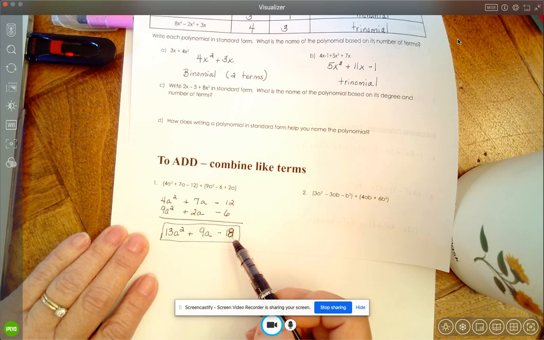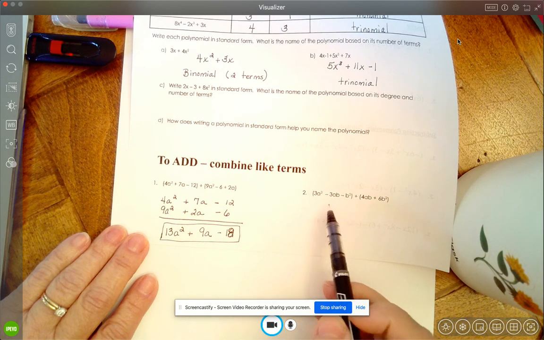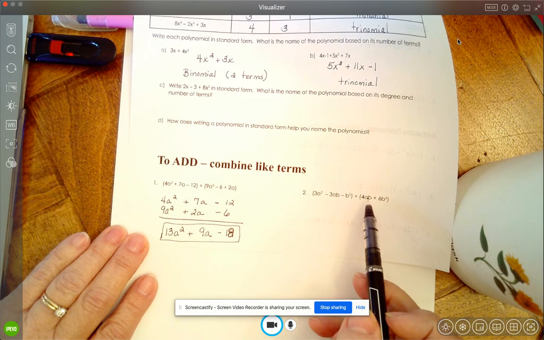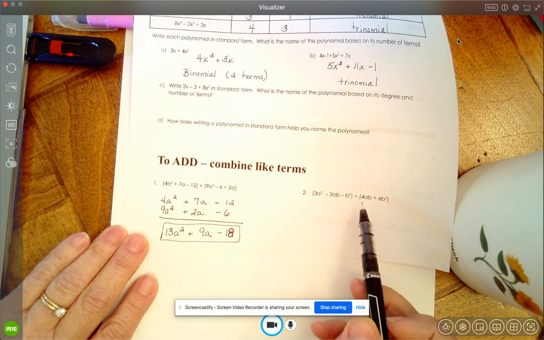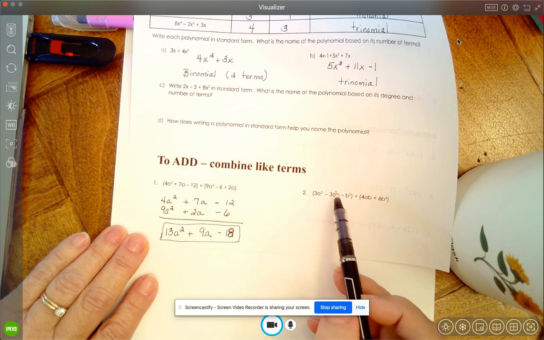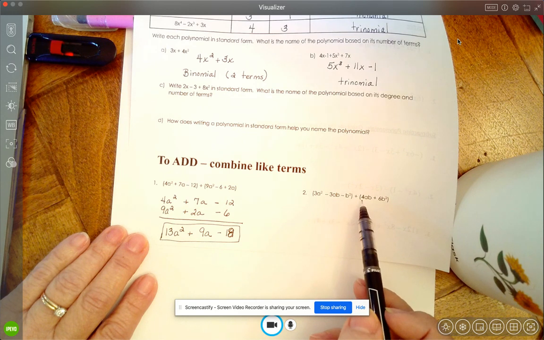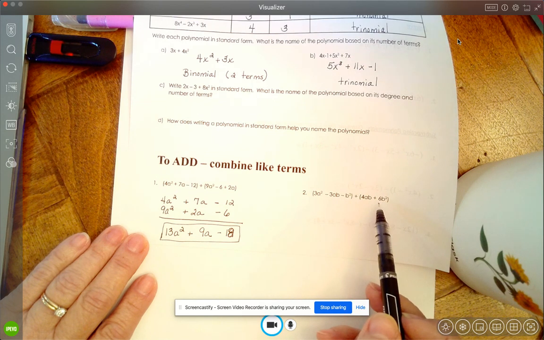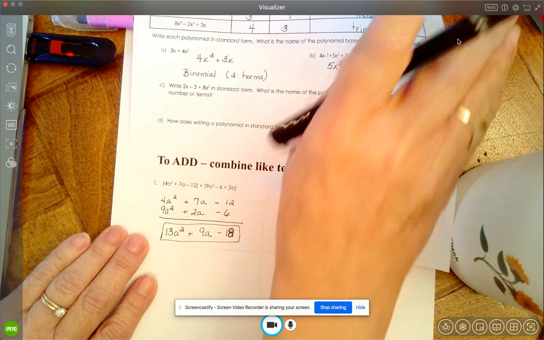All right. When you do the rest of these, I have an a square. I don't have an a square over here, so there's nothing to combine it with. When I have 2 terms, a negative 3ab, over here I have a positive 4ab, so I can combine those together, and a negative b squared and a positive 6b squared. I can combine those together.